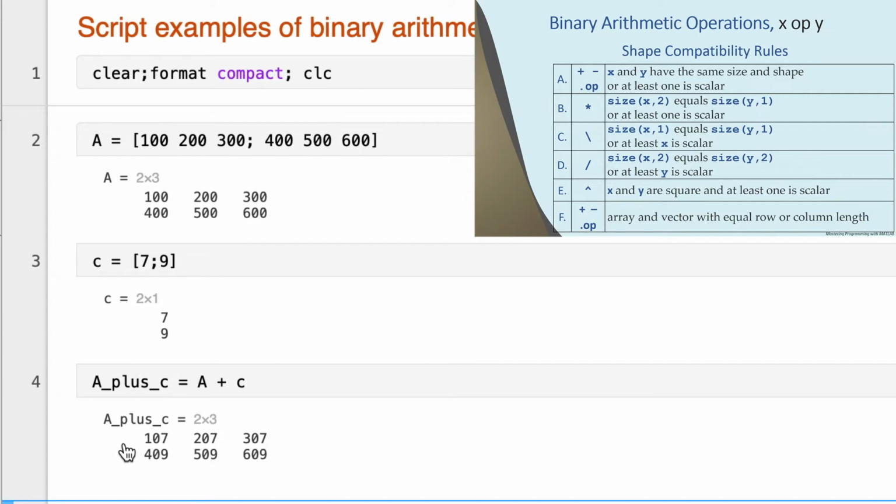Can you see what the operation actually did? Well, it added the column vector to each column of the array. So you can see that 7 and 9 were added to 100 and 400 to get 107 and 409. 7 and 9 were also added to 200 and 500 to get 207 and 509. And 7 and 9 were added to 300 and 600 to get 307 and 609. Or to put it another way, 7 was added to every element on the first row, and 9 was added to every element on the second row.